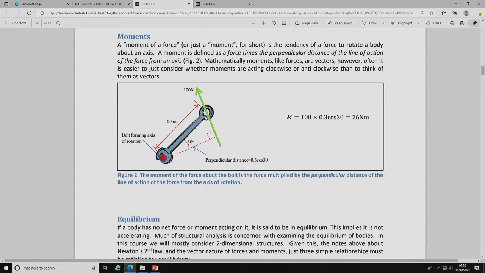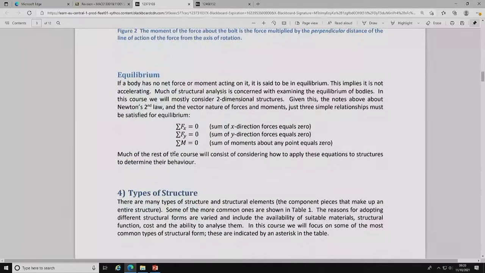So to summarize, moment is force times the perpendicular distance. And broadly speaking, we'll be using these three equilibrium equations. Summation of forces in the horizontal direction is zero. Summation of forces in the vertical direction is zero. Moment about a point is zero. That means there is no net movement in two perpendicular translation directions, and there is no moment about a point. Now, there is a variation of this.